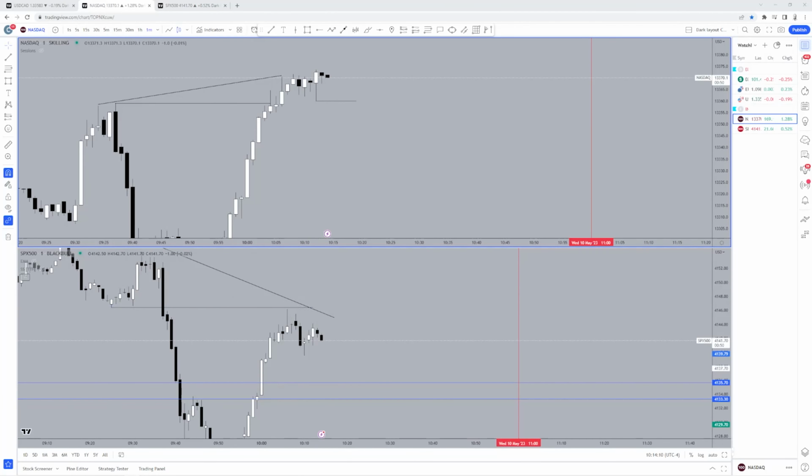SPX500, since it reacted from the breaker block, doesn't have the power to go up at all. Now we see a strong move also on Nasdaq. Let's see if this move breaks below structure. That would be very nice.